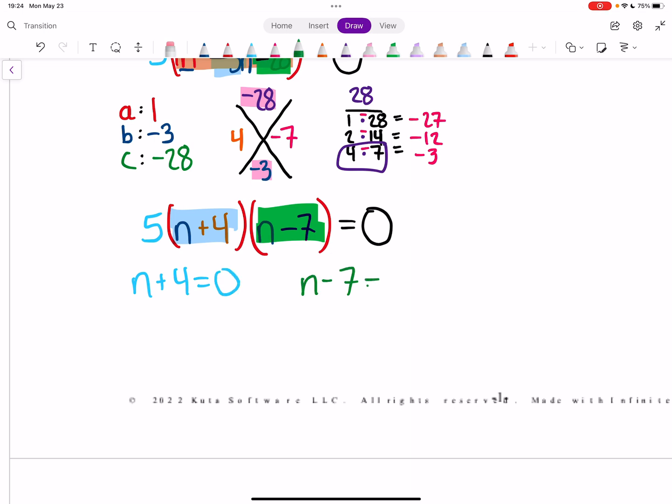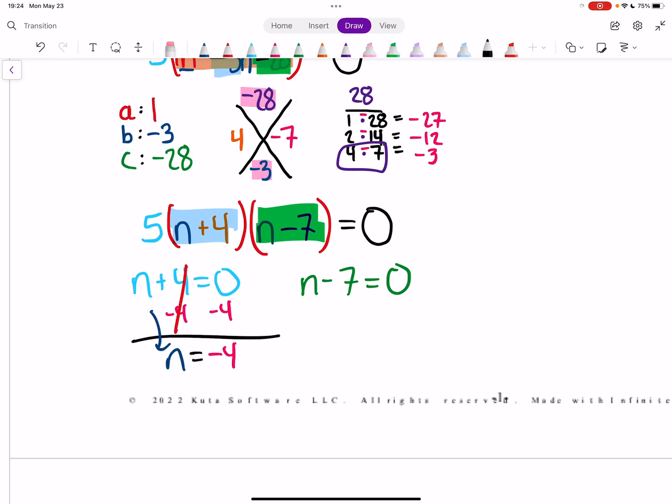Again, at this point, if you can see the shortcut easily, feel free to take that. I'm okay as long as you showed all this previous work. So in that first equation, we have to subtract 4 on both sides. 0 take away 4 is negative 4. So n is equal to negative 4. That's one of my solutions.